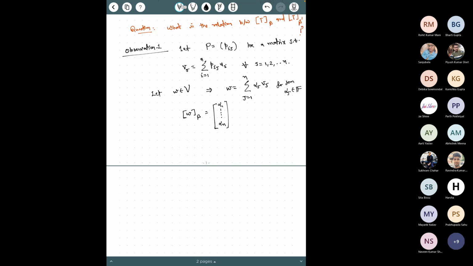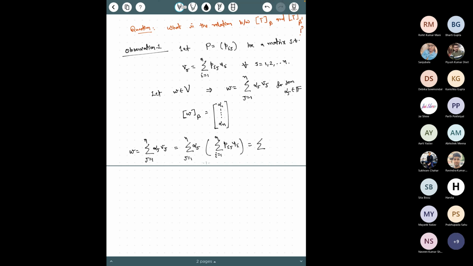So now what was our W? W was the summation from j equal to 1 to n of alpha j vj. And then I know what these vj's are. I can write this vj in terms of the u's. So what would it be? It would be simply the summation over i equal to 1 to n of pij ui, right?